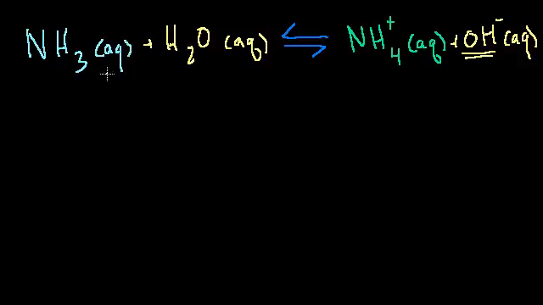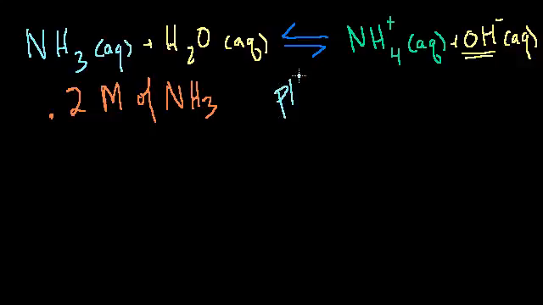But anyway, let me pick a random number. Let's say we have 0.2 molar of NH3. What is going to be the pH? So what's going to be our pH of this solution, considering that it's 0.2 molar of NH3?